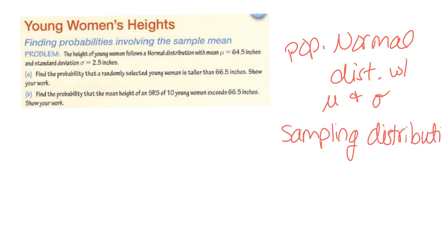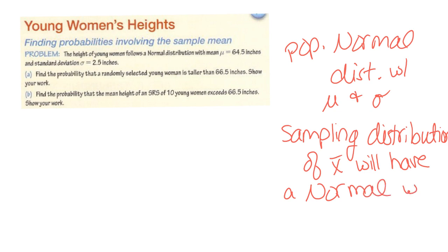will also have a normal distribution with a mean of mu, because remember those are equal, right? And a standard deviation using our formula there, as long as I meet my 10% conditions.